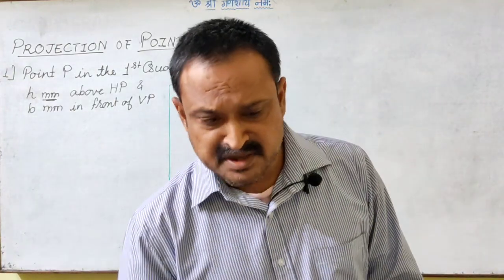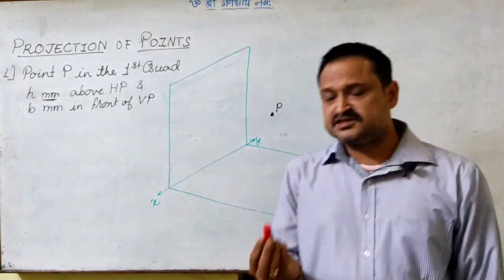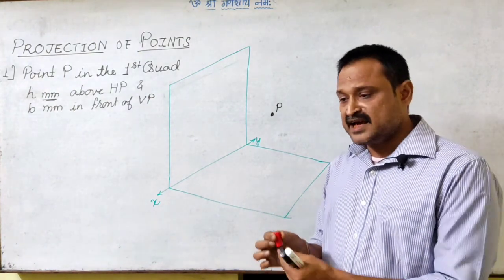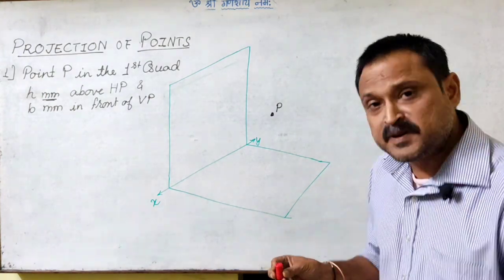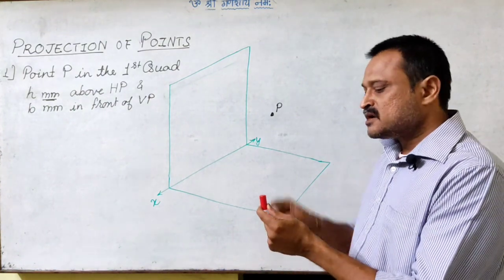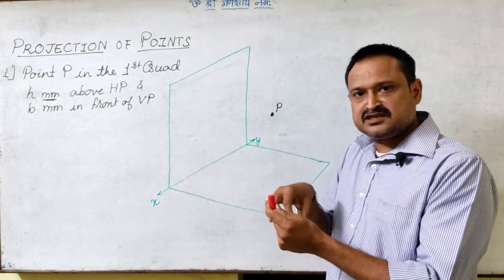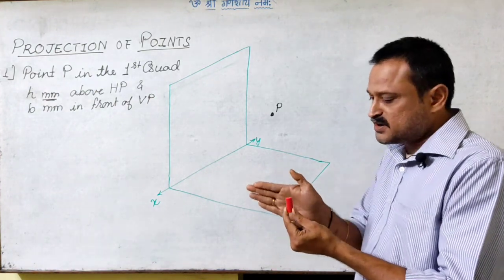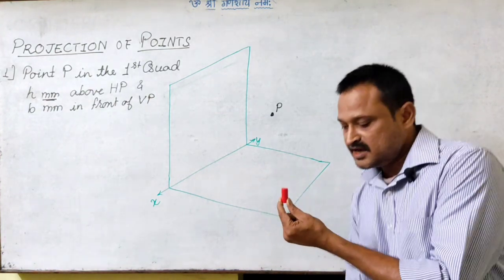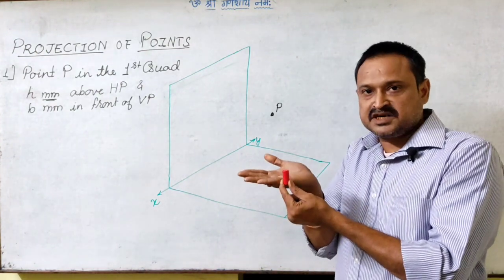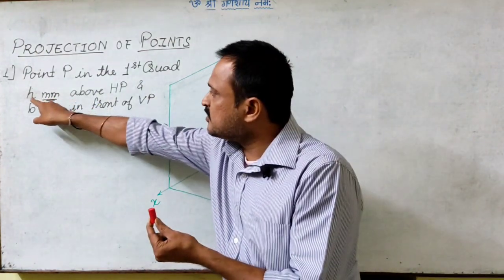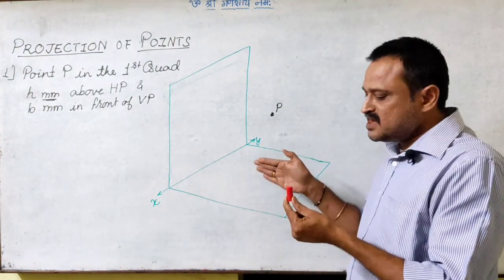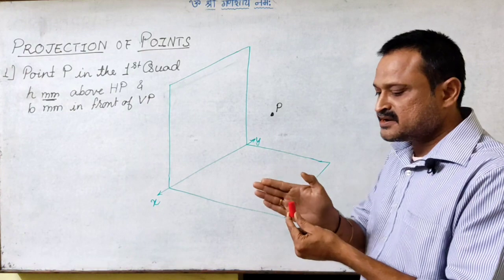So maybe say this is the point which is in the first quadrant, right? So how can I explain its coordinate, or its location in the quadrant? This point P is in front of VP and it is above HP. So I have said that the point P is H mm above HP and B millimeter in front of VP.